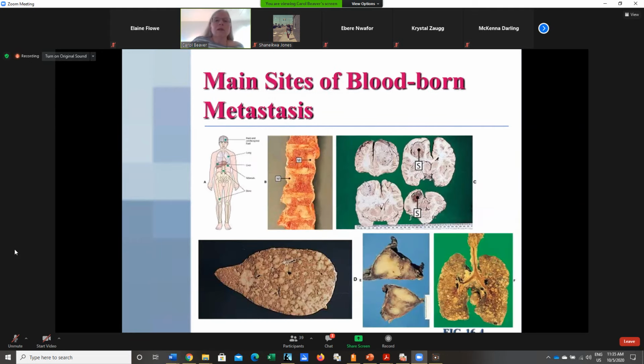Okay, and then here, these are our main sites of the bloodborne metastasis. I keep thinking that I've already said this because I'd recorded this stuff. I'm like, wait a minute, I said that before. But anyway, no, I didn't say it to y'all yet.